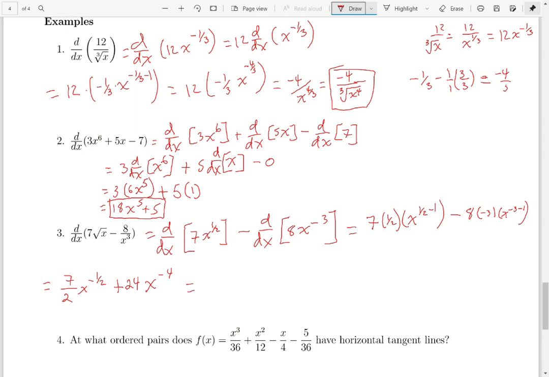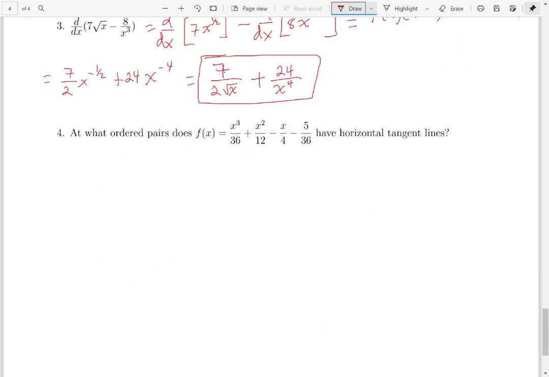Then to do some further cleanup, the negative powers we probably want to get rid of, and so that's going to be 7 over 2 times x to the negative 1/2, 7 over 2 times x to the positive 1/2, or 2 square roots of x, plus, well, 24 on top over x to the positive 4th. And so we found the derivative.